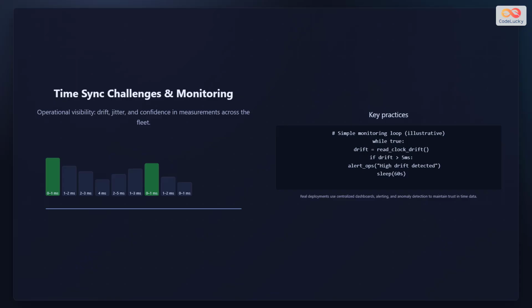Even with NTP, clock drift can occur. Network congestion, hardware failures, or misconfiguration can cause synchronization issues. Operators must monitor clock drift continuously. When drift exceeds acceptable thresholds, alerts notify the team. Modern deployments use centralized dashboards to track synchronization across hundreds or thousands of systems in real time.